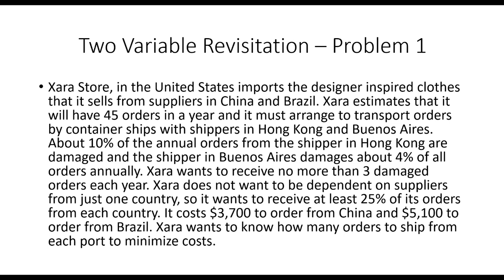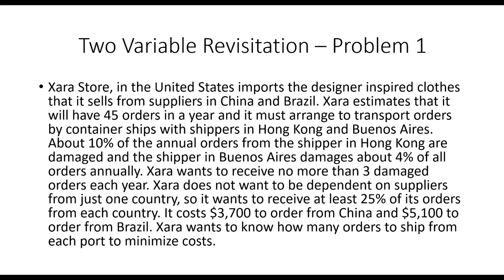Now, one thing we have to be aware of in this question is that several times the way the question is worded, China and Brazil are rearranged. It lists China first sometimes and Brazil first sometimes. So in that scenario, we just have to be careful that everything's in the correct order. So let's look at our constraints. The first one is that we have 45 orders in a year. That means X1, the number we ship from China, and X2, the amount we ship from Brazil, must be equal to, not less than or equal to, not greater than or equal to, but must be equal to 45.